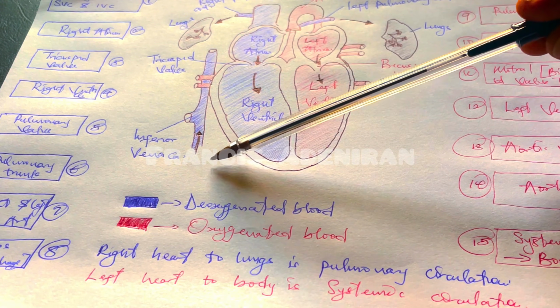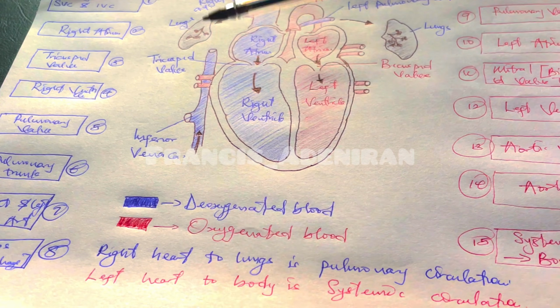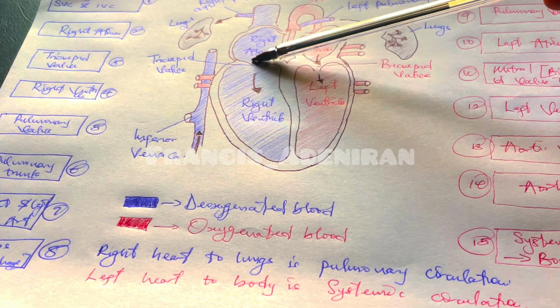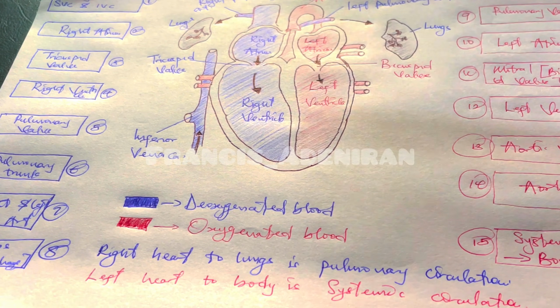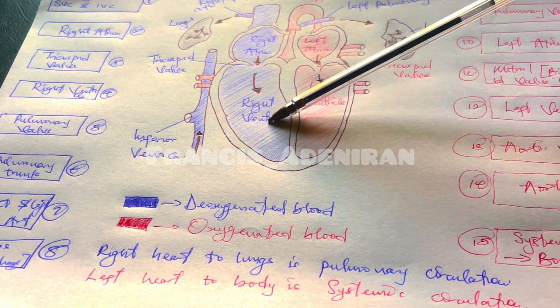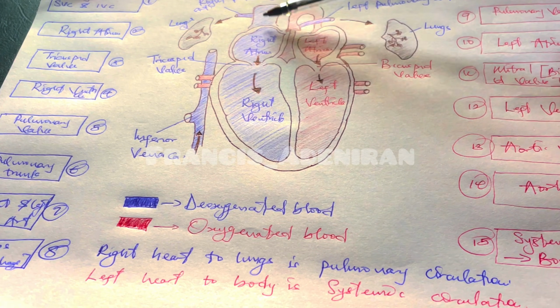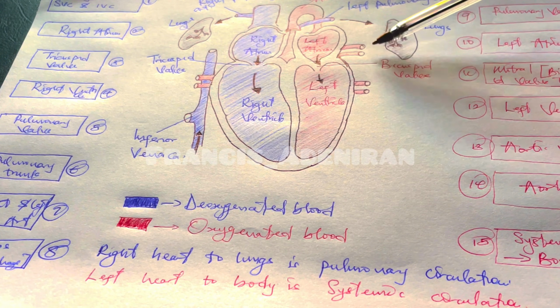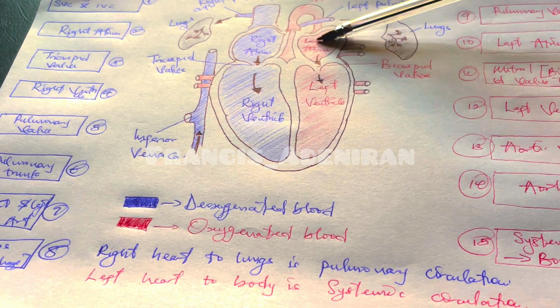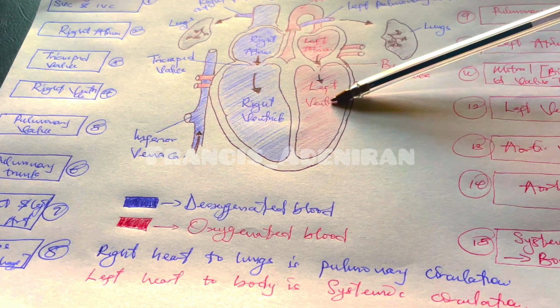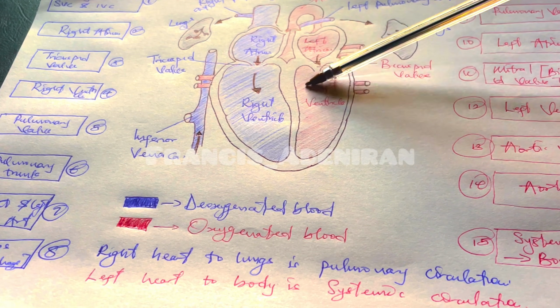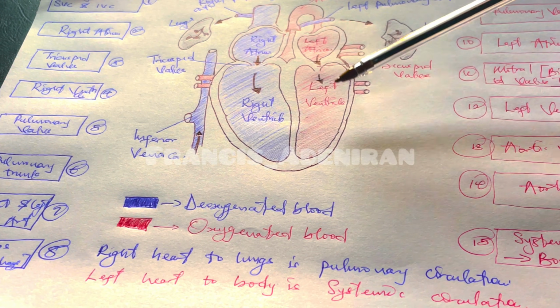So once again, deoxygenated blood from the body, upper and lower, goes to the right atrium. From right atrium, through the tricuspid valve to the right ventricle. From here, it goes through the pulmonary valve to the pulmonary trunk to the right and left pulmonary artery to the lungs for oxygenation, for gaseous exchange. Then from here, it gets returned through the pulmonary vein to the left atrium, from left atrium to the left ventricle, passing through the bicuspid valve. Then from left ventricle through the aortic valve, passes through the aorta, then to the systemic circulation.